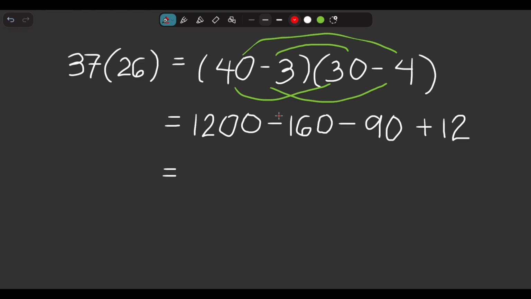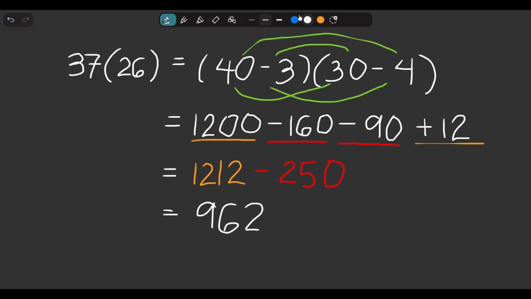Now, let's combine the like terms. 1200 plus 12 is equal to 1212. Negative 160 minus 90 equals negative 250. And 1212 minus 250 is equal to 962. Therefore, 962 is the final answer.